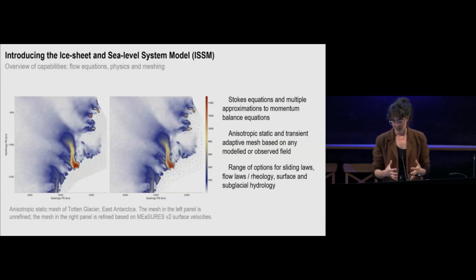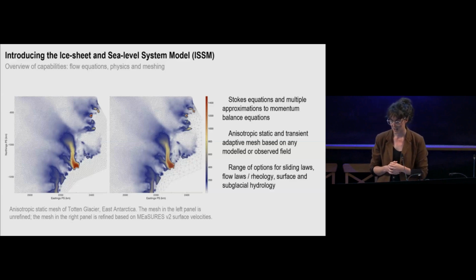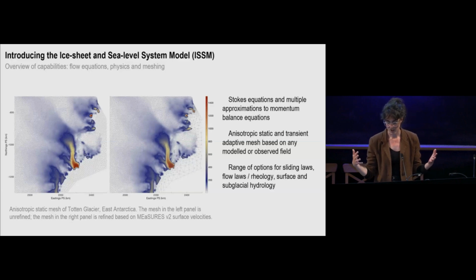So the ISSM incorporates the Stokes equations, which are the most complete representation of momentum balance, as well as multiple approximations, including depth averaged approximations, so we can run at much longer timescales. A range of options for things like sliding laws and flow laws that are really, really important to capturing the dynamic response of the ice sheet to changes in the atmosphere and the ocean, and also an anisotropic, static and transient adaptive mesh.